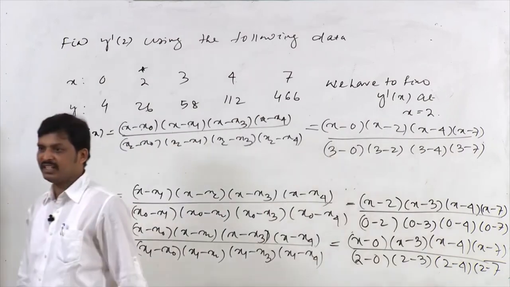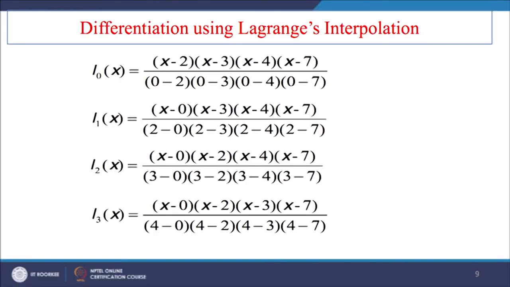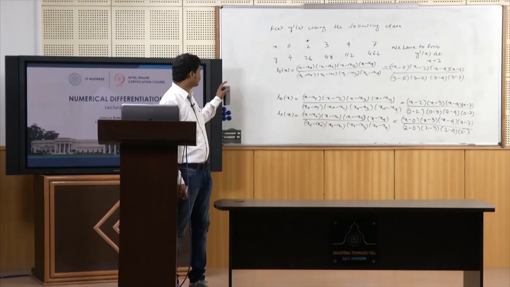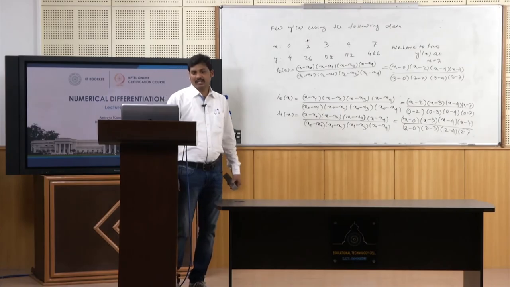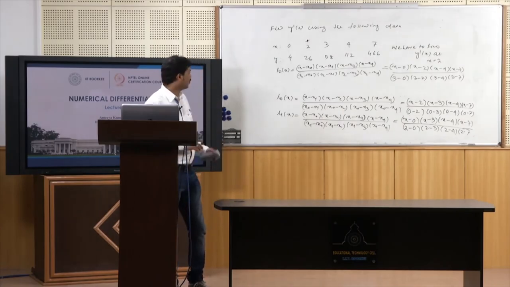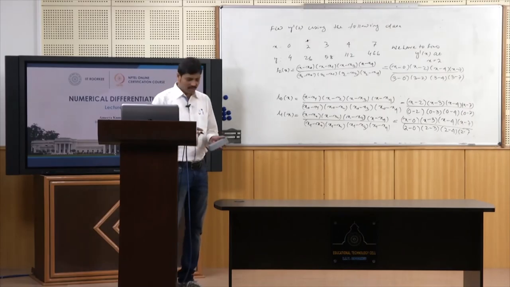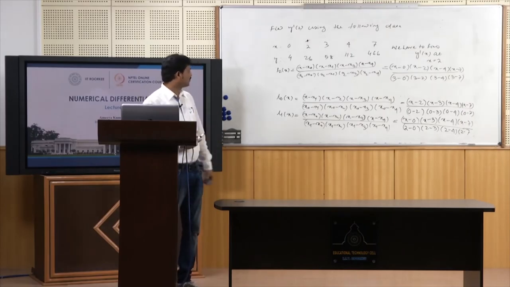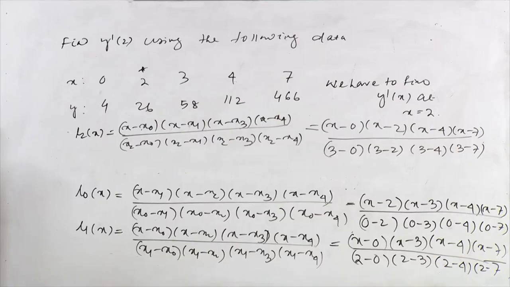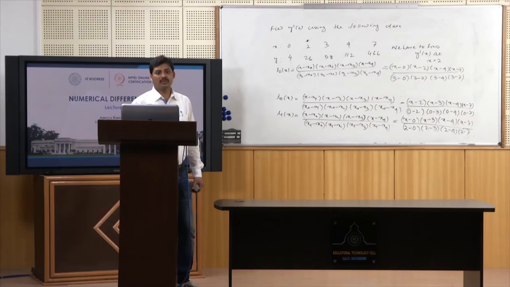Similarly, we can just define L3(x) as (x minus 0)(x minus 2)(x minus 3)(x minus 7) divided by, sorry, this will be (4 minus 0)(4 minus 2)(4 minus 3)(4 minus 7) here. And L4(x) can be defined in the form like (x minus 0)(x minus 2)(x minus 3)(x minus 4) divided by (7 minus 0)(7 minus 2)(7 minus 3)(7 minus 4). So, that is the representation for L4(x) here.